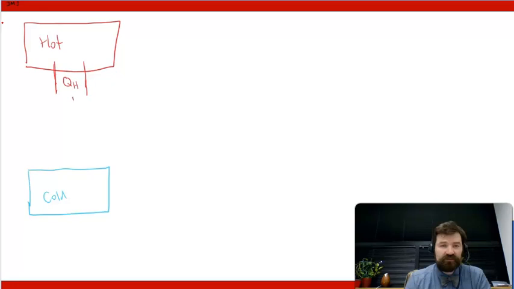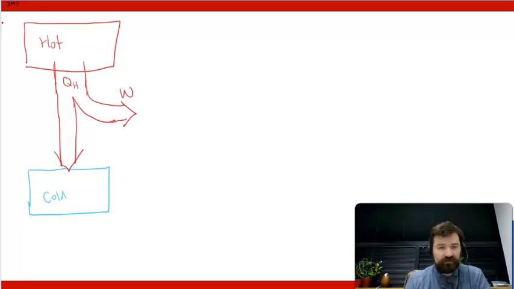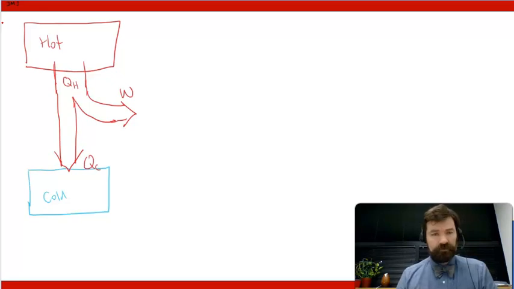This then splits into two things. One of them is that we are able to do work. And the other is that we transfer some of this heat into the cold reservoir. So we could call that QC. And in some sense, there is a rejection of some of this heat into the cold reservoir, and that is equivalent to how much work can be done.